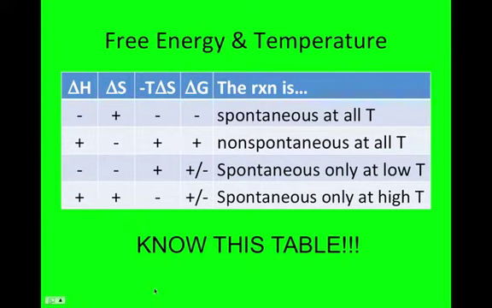Okay, so we left off in part 2 talking about what delta G tells you. If delta G is negative, the reaction is spontaneous. If delta G is positive, the reaction is non-spontaneous. Now here is a lovely little table relating delta H, delta S, and delta G all together.